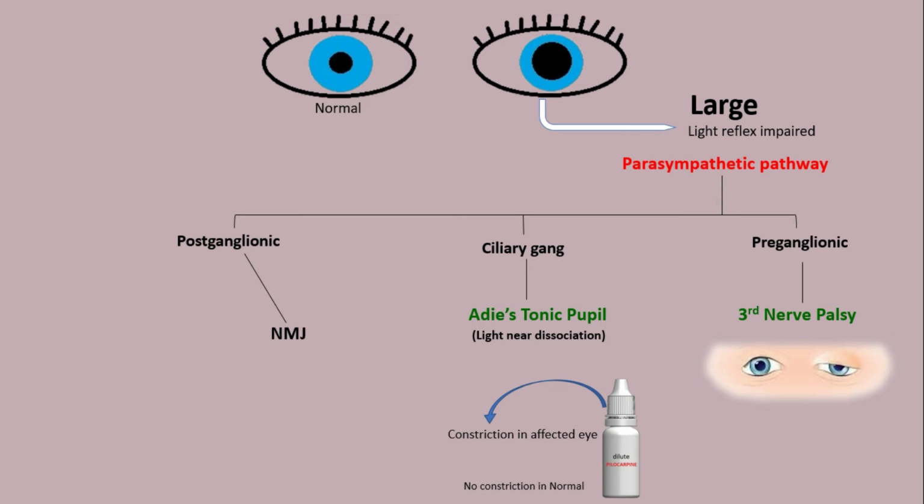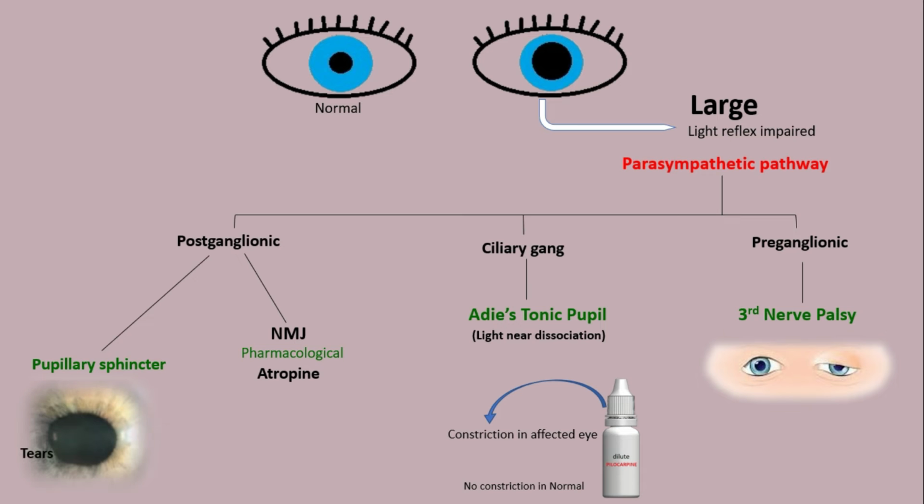Postganglionic lesion can be at the level of the neuromuscular junction, due to atropine administration. Or at the level of the pupillary sphincter, due to any sphincter tears or other pathology.